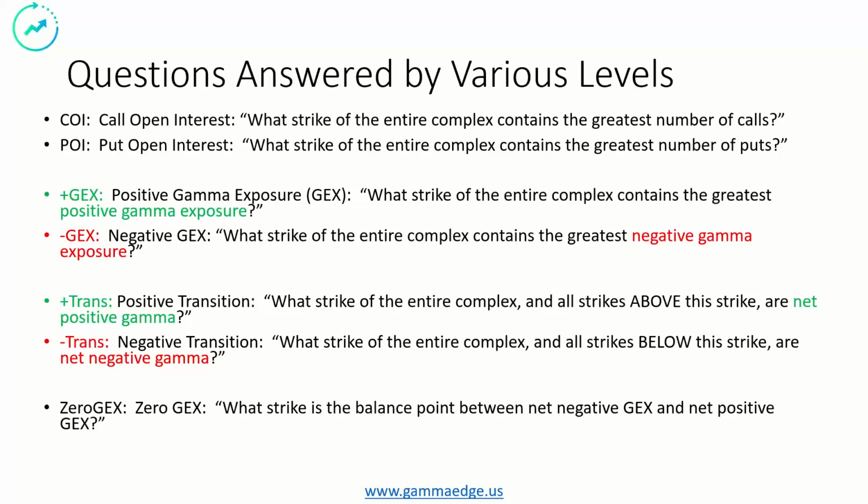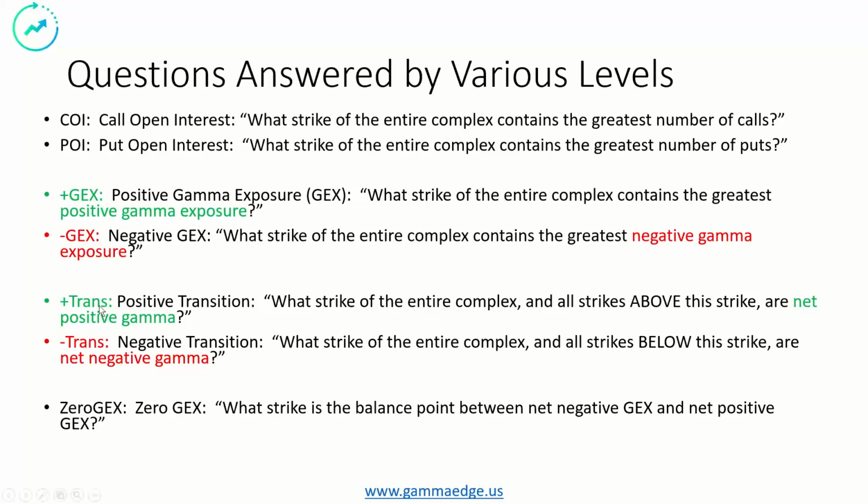Positive GEX is positive gamma exposure. What strike of the entire complex contains the greatest positive gamma exposure? We've obviously color-coded these green for positive and red for negative, so those are easily visible. Those are also color-coded on our gamma scripts for TradingView and thinkorswim that you can load every morning with the newest data. Negative GEX: what strike of the entire complex contains the greatest negative gamma exposure?